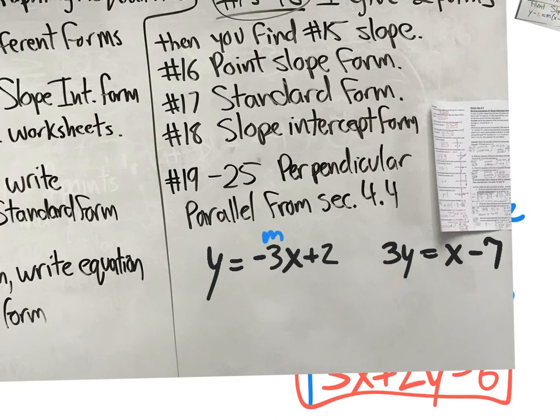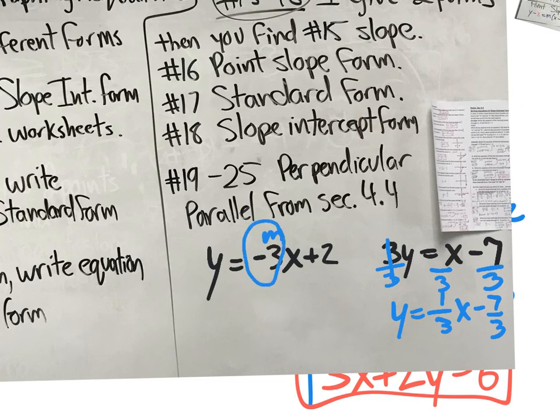This slope's negative 3. This slope over here you cannot see yet because you need to rewrite it in slope-intercept form. You divide by 3, divide by 3, divide by 3. Y equals 1/3 x minus 7/3. And yes, you could see that this slope is negative 3 and this slope is positive 1/3. So if you do change the sign and flip the fraction, you will get positive 1/3. So those guys would be perpendicular, right? So there's going to be 3 questions where you say parallel, perpendicular, or neither.